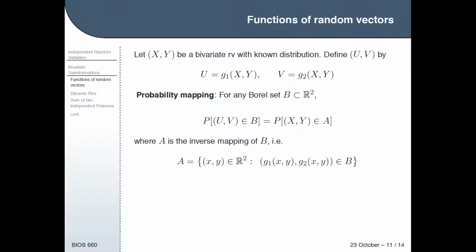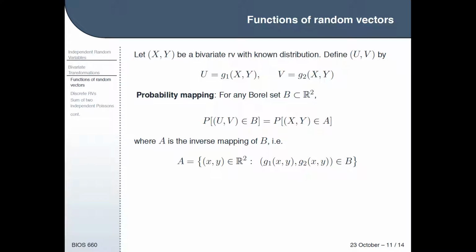And these functions are defined to be probability mappings if, given any Borel set B in R2, the probability that (u, v), the transformed variables, are contained in B is just the probability that the original (x, y) are contained in some A, where A is the inverse mapping of B, that is, A is the set of x's and y's such that g1 of (x, y) and g2 of (x, y) are contained in this new set B. The theorem's a little funky, but if you think it through, it should agree with your intuition.